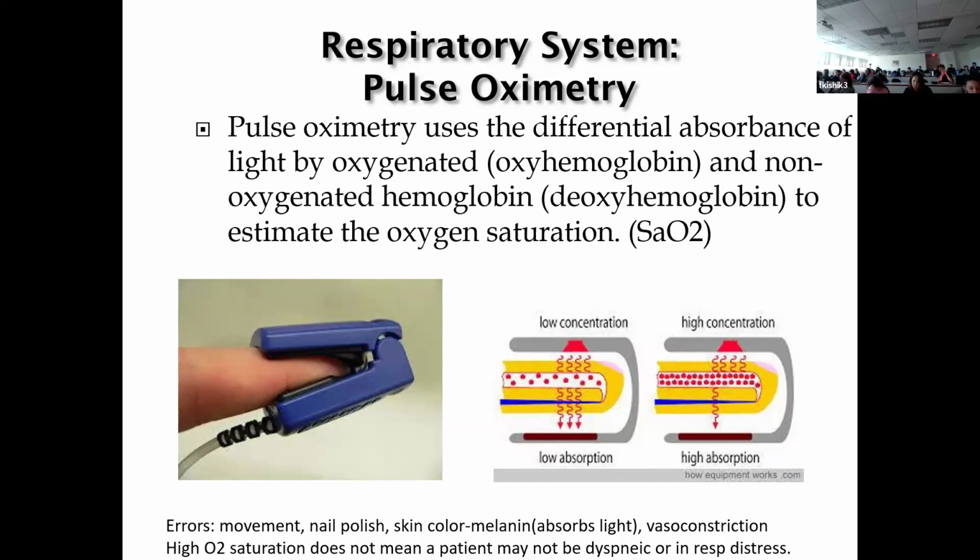So here's straight explaining all that. So errors is movement, right? The movement also has something to do with it, nail polish, skin color, vasoconstriction. So high O2 saturation does not mean the patient may not be dyspneic or in respiratory distress, right? Respiratory distress is an issue with those five things that have to do with the airway, right?